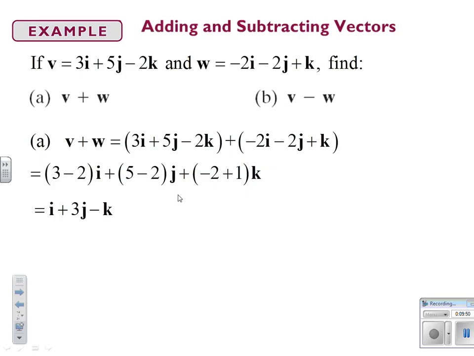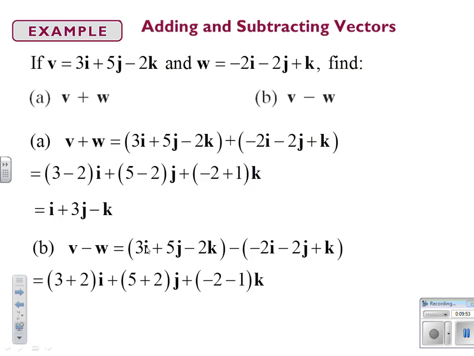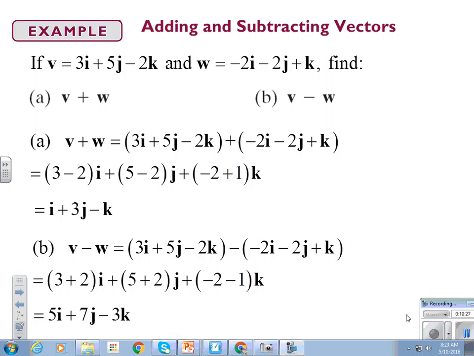If I'm going to subtract the vectors, I'm going to take my v vector and I'm going to take the opposite of each of my w components for my w vector. So it's going to be 3 minus negative 2, which is plus 2. It's going to be 5 minus negative 2, which is 5 plus 2. And negative 2 minus 1. So we get 5i plus 7j minus 3k. With a k.